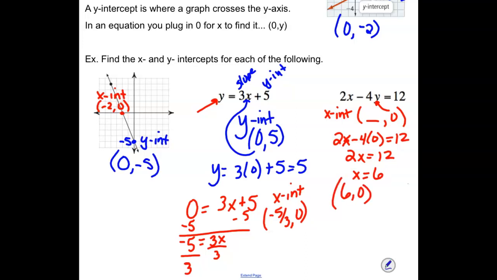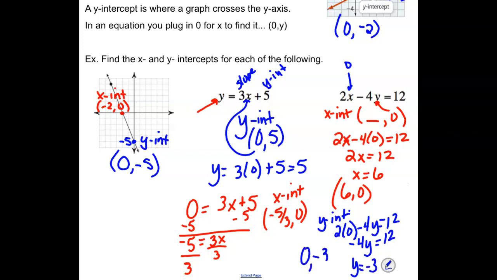My y-intercept is the value for y when x is 0. So I'm going to put a 0 in for x. Again, 2 times 0 would be 0, so this simplifies to negative 4y equals 12. And when we divide by negative 4, we get y being negative 3. So my y-intercept would be 0, negative 3.